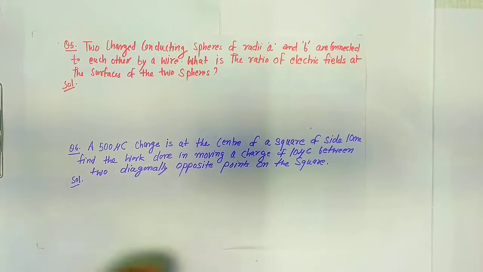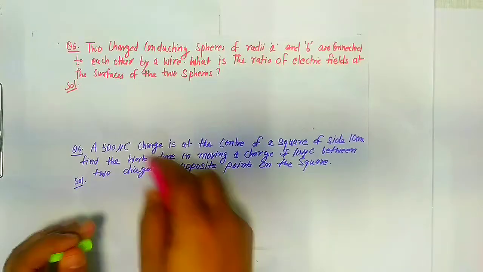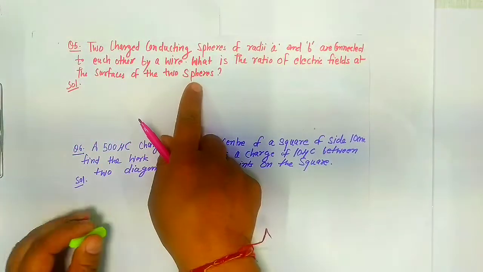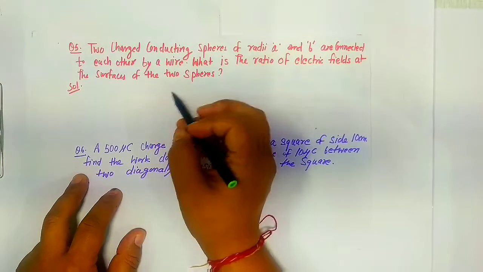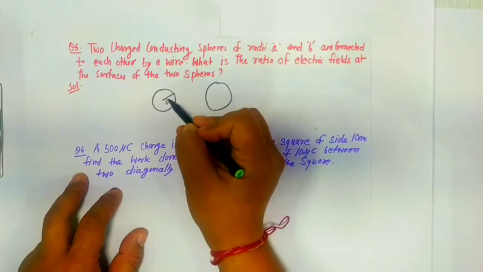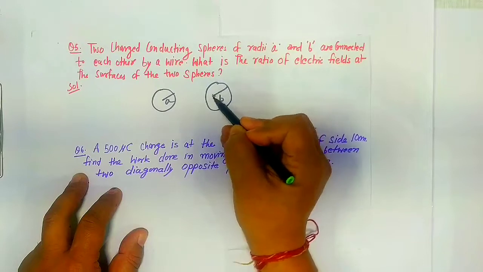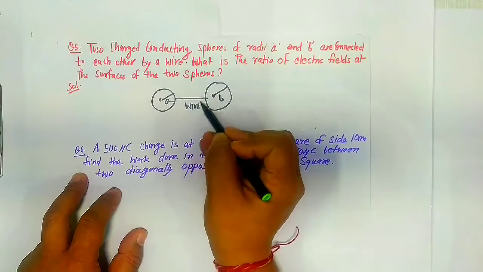And if radii A and B are connected to each other by a wire, what is the ratio of electric field at the surfaces of the two spheres? We have to find out the ratio of electric field. So very simple. Say we have two conducting spheres like this. One is of radius A, other is of radius B. If they are connected by wire, do you know what will happen?